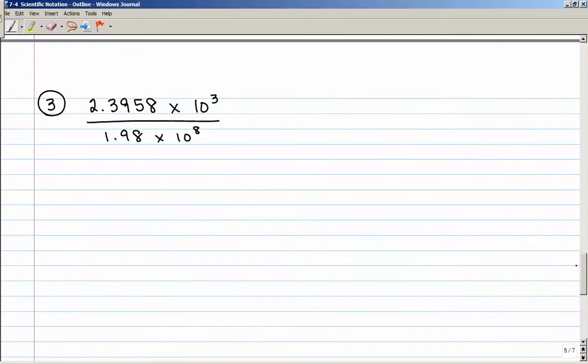Now to do quotients or division problems involving scientific notation, do the same thing. Here I have 2.3958 times 10 to the 3rd divided by 1.98 times 10 to the 8th. Divide the decimal pieces here and then divide the powers of 10. So when I do this division in my calculator, I get 1.21, and then subtract your exponents here. 10 to the 3 minus 8 is 10 to the negative 5.